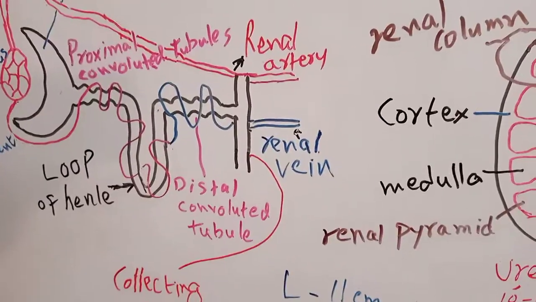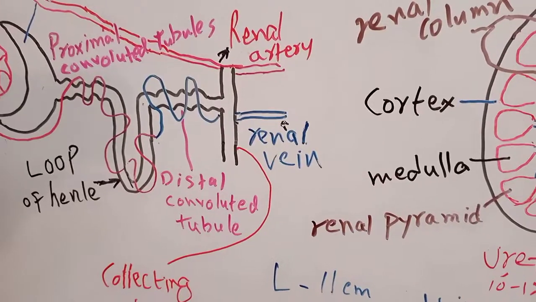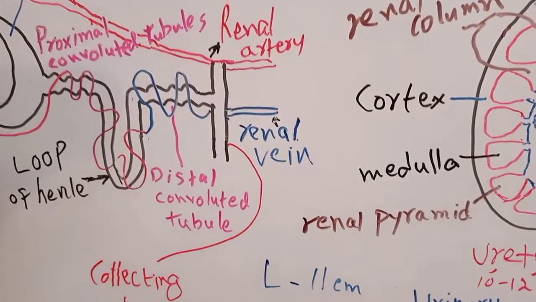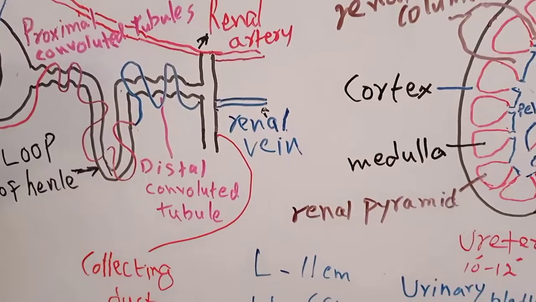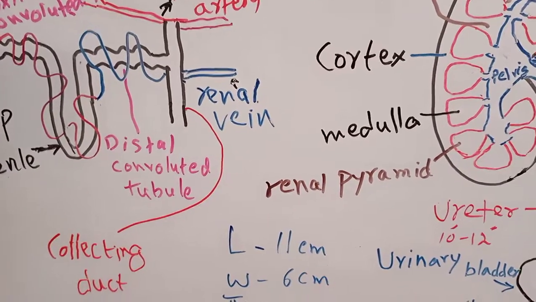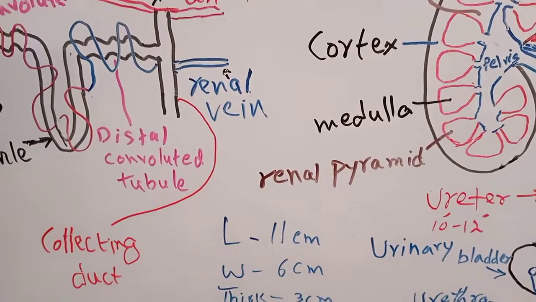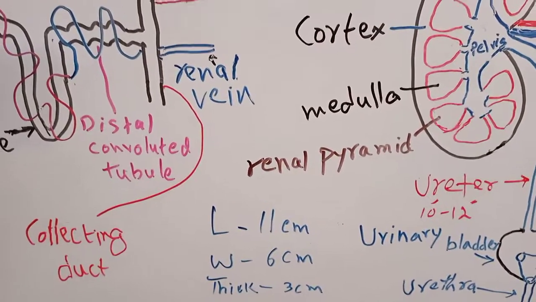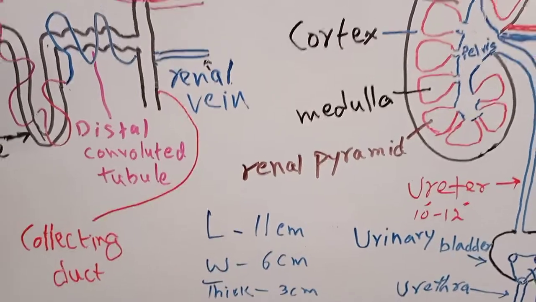Each nephron includes the renal corpuscle and a renal tubule. The renal corpuscle is composed of a tuft of capillaries called the glomerulus, and that glomerulus is enclosed by an expanded portion of the tubule, which is known as Bowman's capsule.